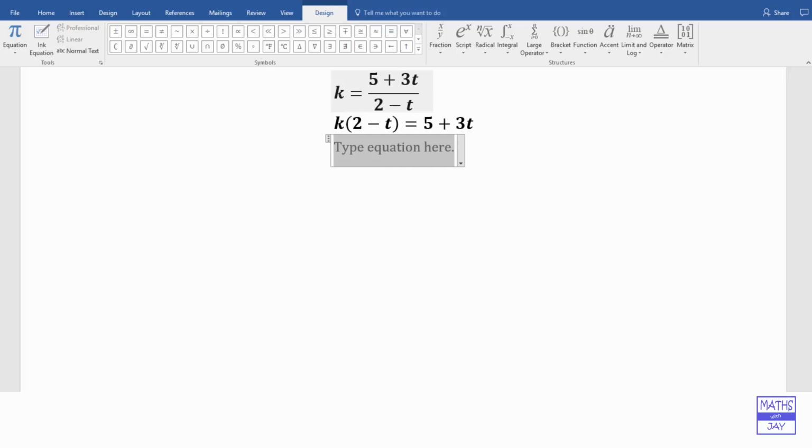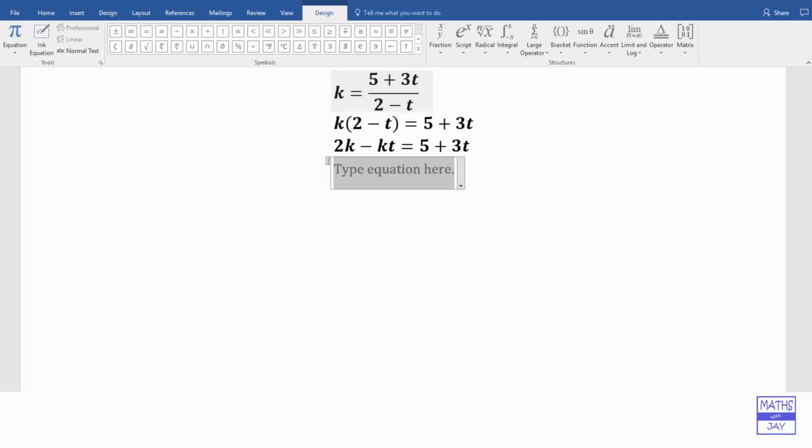And let's multiply out the brackets on the left-hand side. So we've got 2k minus kt. And the right hand side will be just the same. So that's 5 plus 3t. And then shift and enter.